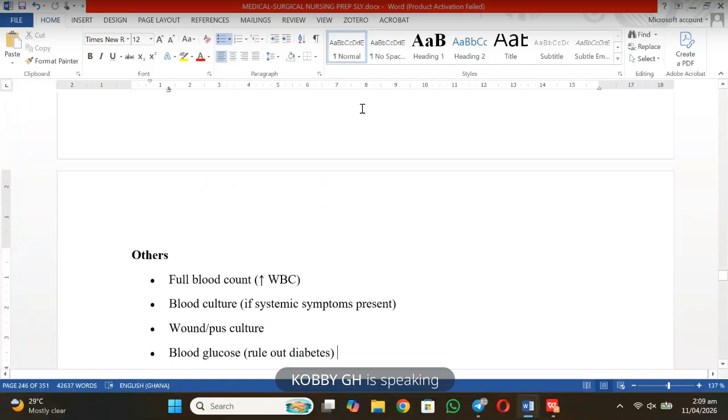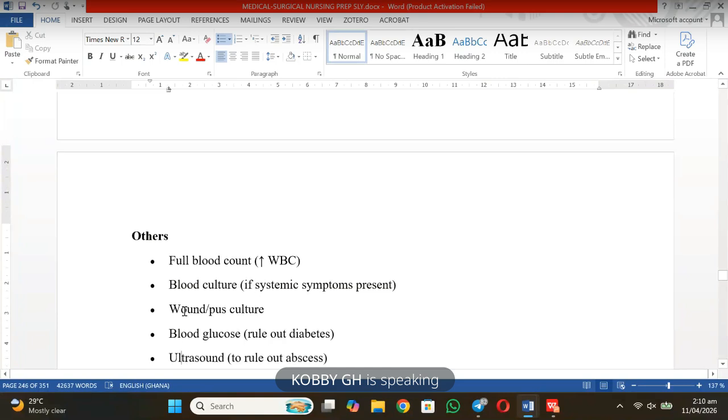But apart from that, they may do other tests, like I mentioned, the full blood count. This can help them to know. And usually, if a patient is having cellulitis and they do a full blood count, the white blood cell levels will go up. Okay, the white blood cell levels will go up.